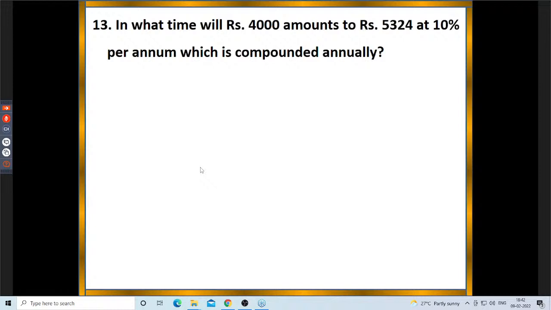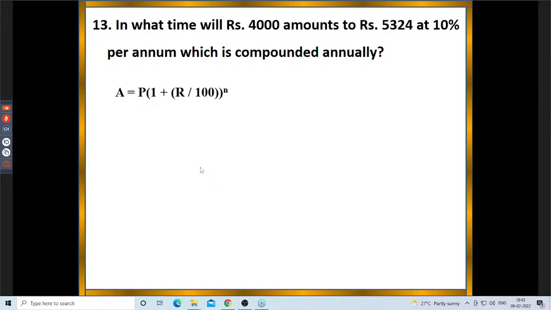In what time will 4,000 amount to 5324 at 10% per annum, compounded annually? We have to find the number of years. Don't worry about the formula. First of all, whatever is given, please note it in a proper way. So 4,000 is the principal and 5324 is the total amount. The A value is 5324 and the P value is 4,000.